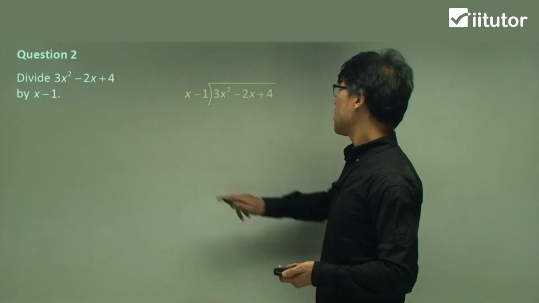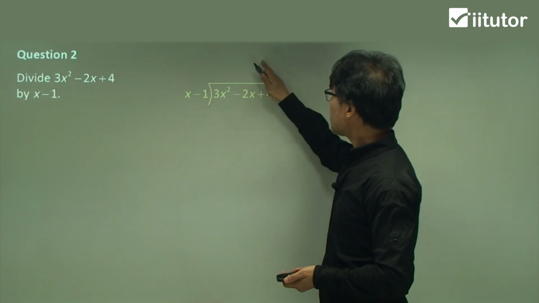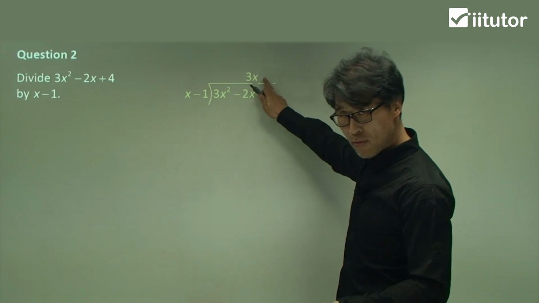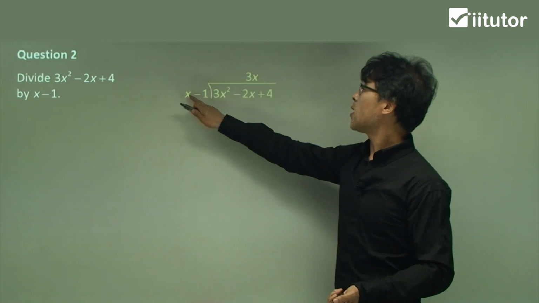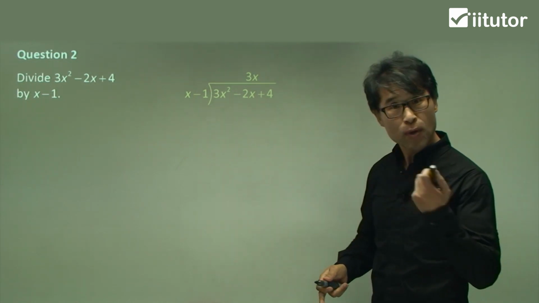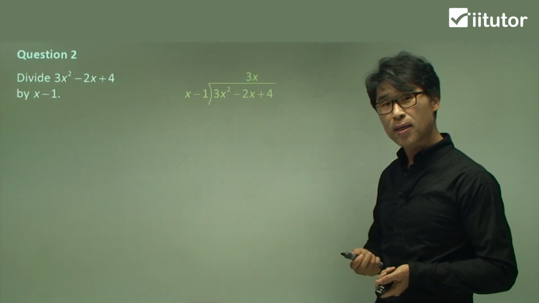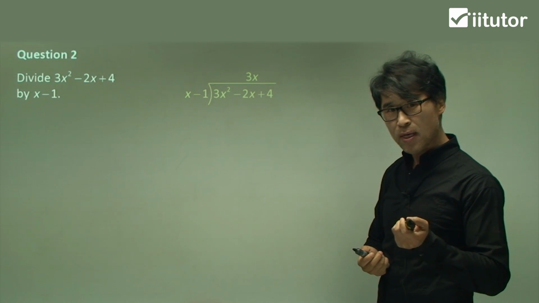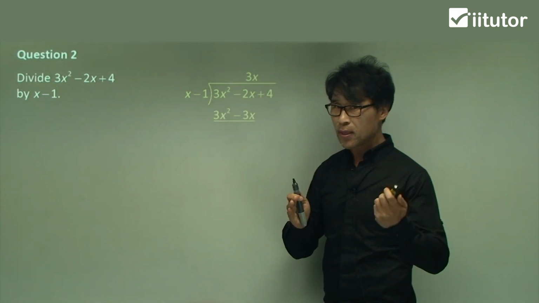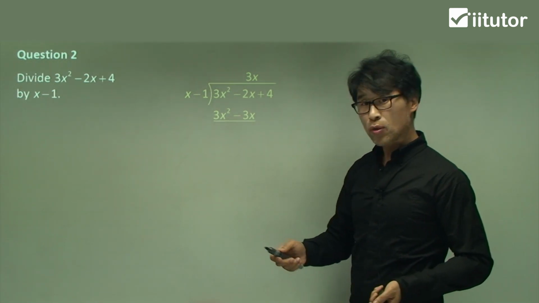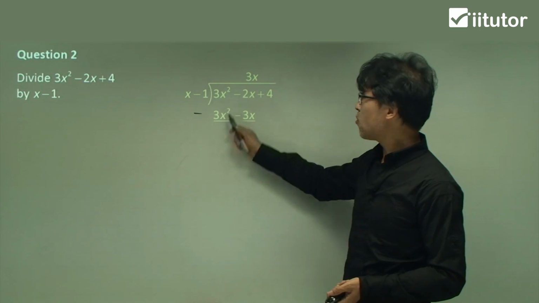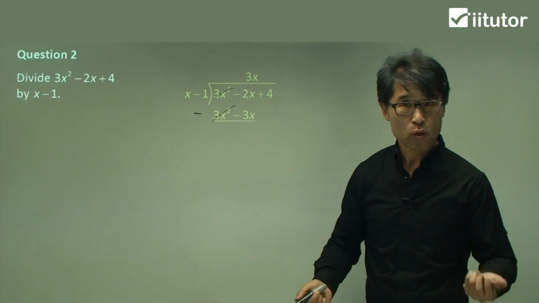Same thing. So x times what is 3x squared? It is 3x. And then multiply x minus 1 times 3x. Write your answer first. I'll show you my answer a little later. Write it down. So that's 3x squared minus 3x. Easy, all get right, so that sounds good. And then what do we do? Subtract them. So 3x squared minus 3x squared, obviously nothing, so all gone.